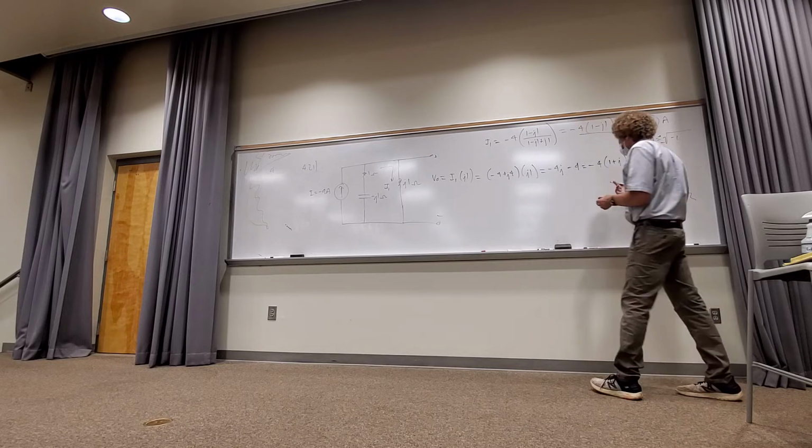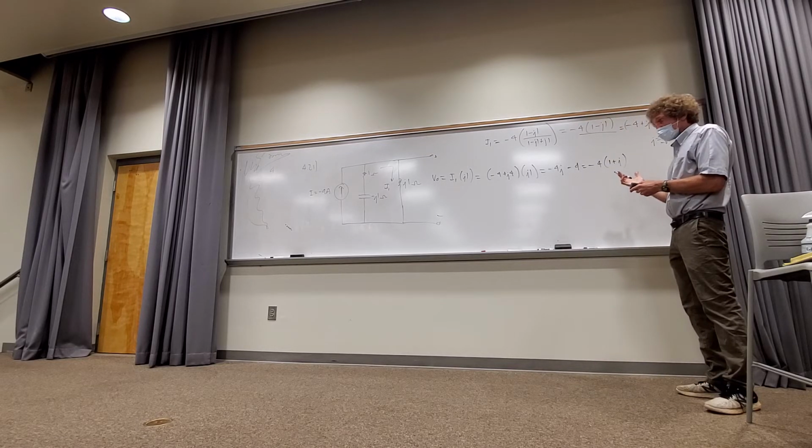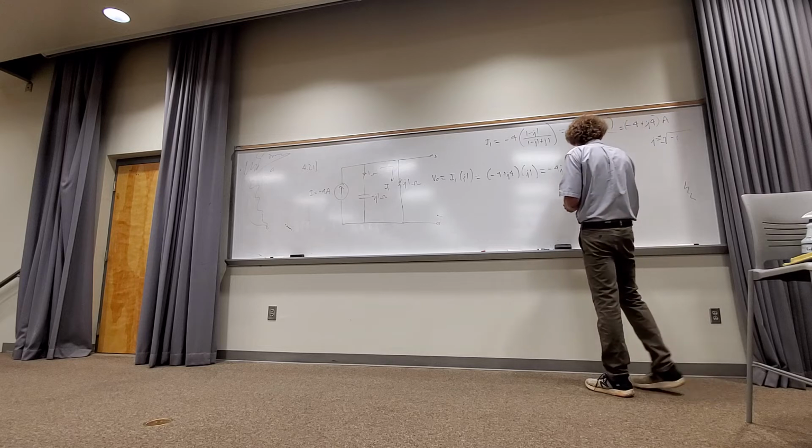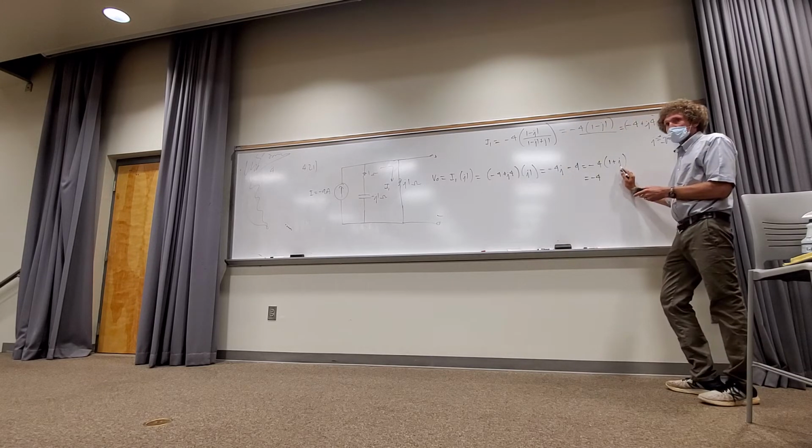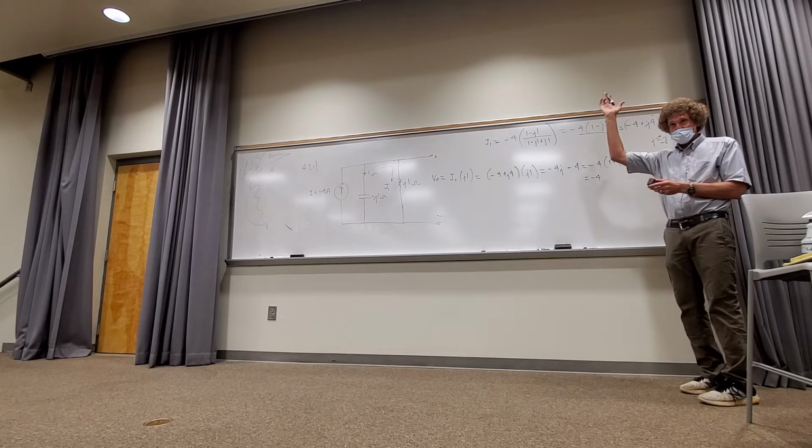I'm just showing you ways of writing this. Do you agree with that? Another way to write that is what? -4 times, how can I write 1 plus j? Well, isn't 1 plus j have a magnitude of simply square root of 2? How many understand that? Right?